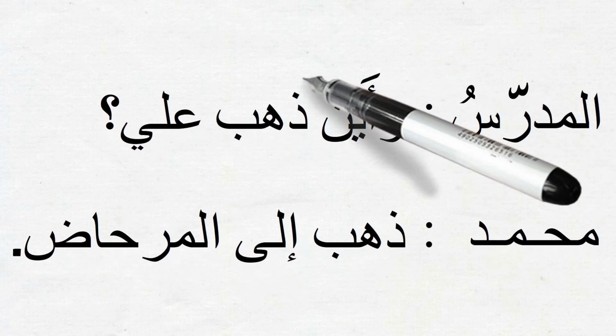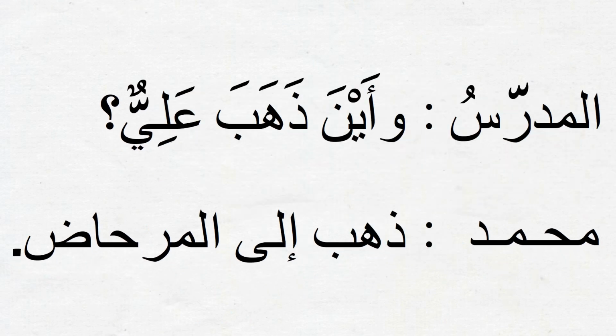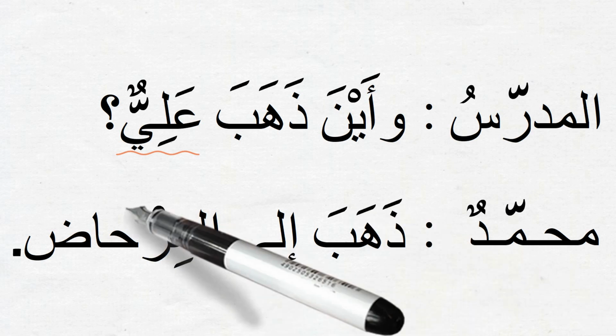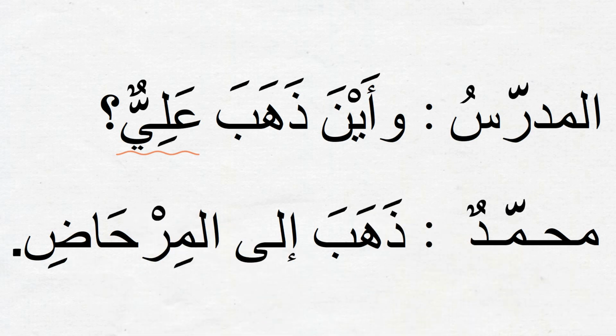Al-mudarrisu: وَأَيْنَ ذَهَبَ عَلِيٌّ. And where did Ali go? The teacher is asking about another person now. The doer of the action here is Ali. And where did Ali go? Muhammadun is saying, ذهب إلى المرحاض. Al-mirhadu is the restroom, so the translation is he went to the restroom.